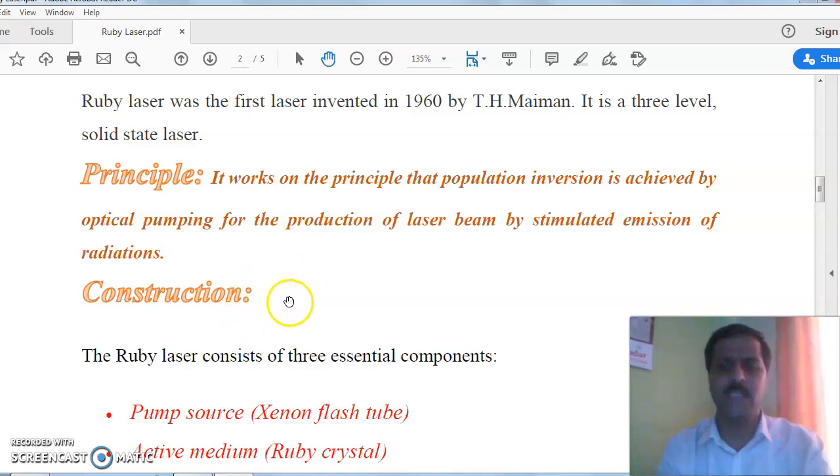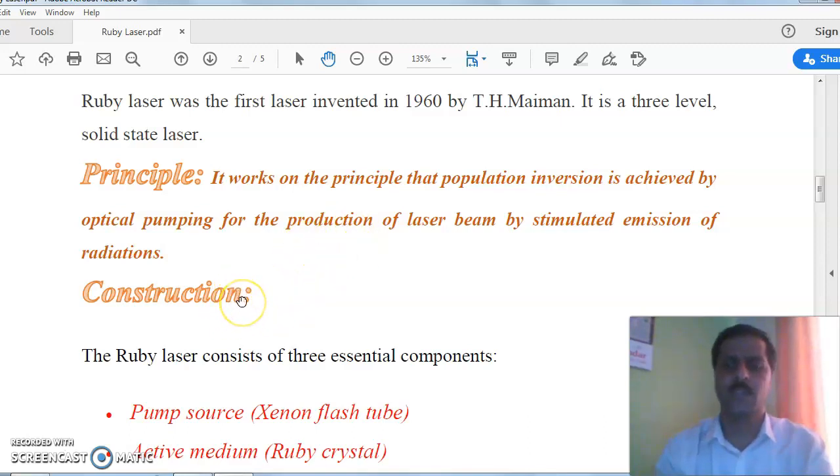Ruby laser is a 3 energy level laser in which the 3 levels involved in laser transitions are the ground state, the excited state, and, between excited and ground, a trap or metastable state.